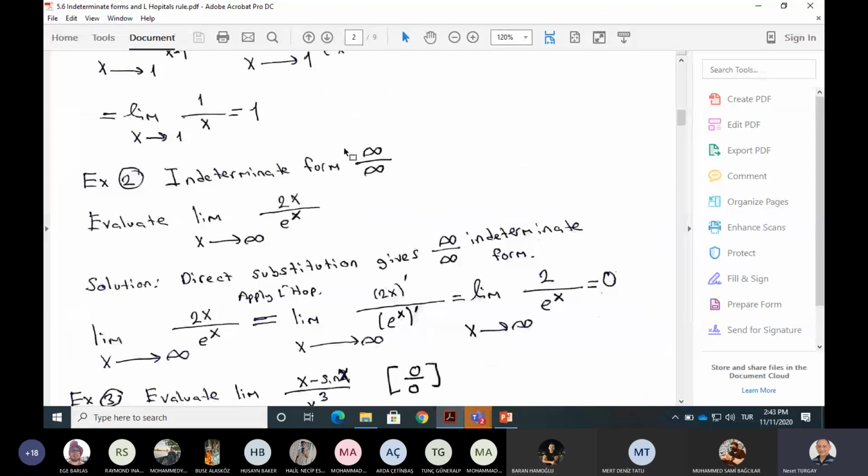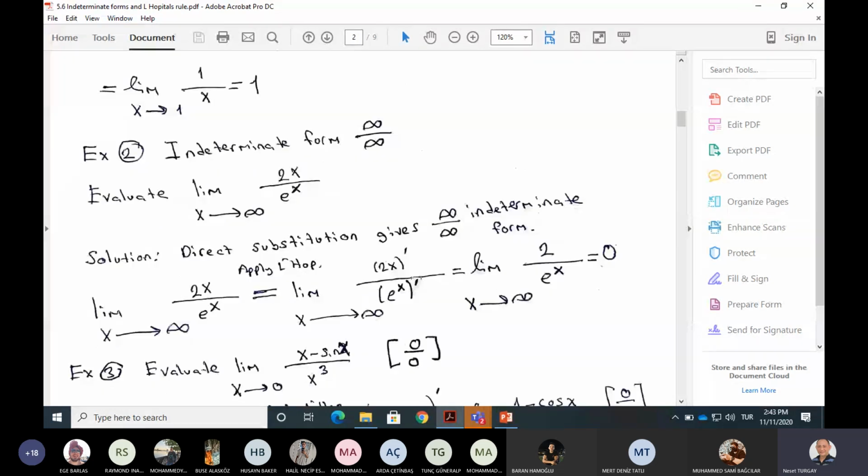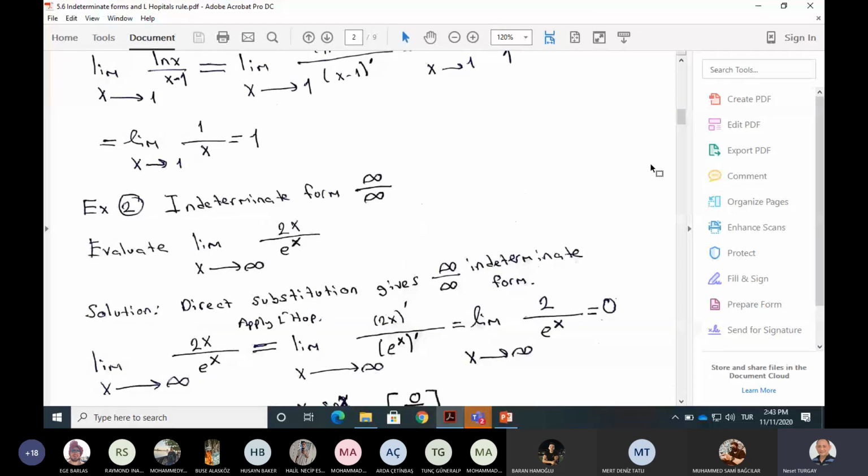Now, what will we do? Just use the L'Hopital rule. Derivative of 2x and derivative of e to the power x. As you see, it's written here. Limit, the same limit. Now, the result is in here, what? 2 over e to the power x. X goes to infinity means that this guy in the denominator goes to where? Infinity. A number over infinity will go to where? 0. The answer is 0, my friend. Are you okay?